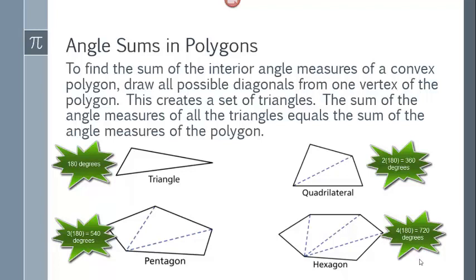Okay, now notice that that's just the sum of the angles. None of these are actually regular polygons here. So you would need a little more information to find the individual angle measures, but we can find the sum of all the angle measures. Unless, of course, it's a regular polygon and we know that it was equiangular. But this is just for the sum of the angle measures.